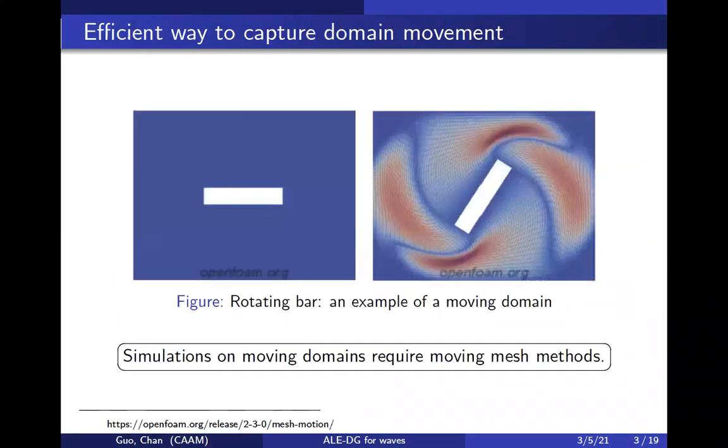In practice, we may run into problems with moving domains, for example, wave scattering from vibrating boundaries, or, as I present here, a rotating bar at the center of the domain. Such moving domain problems require us to use an efficient way to capture the domain movement. And in this work, we will adopt the arbitrary Lagrangian-Eulerian method.